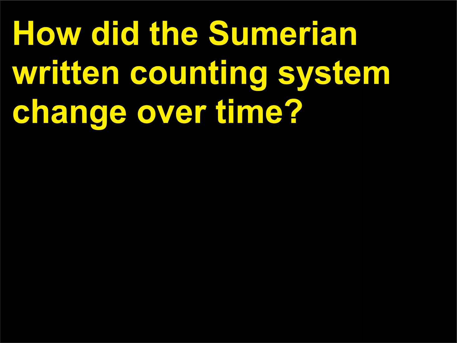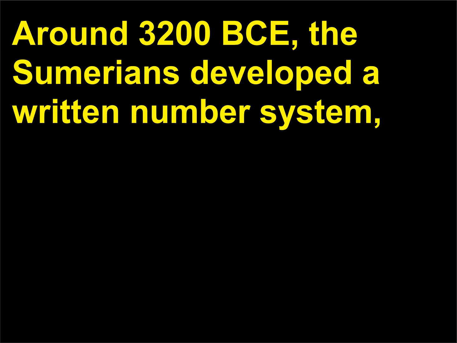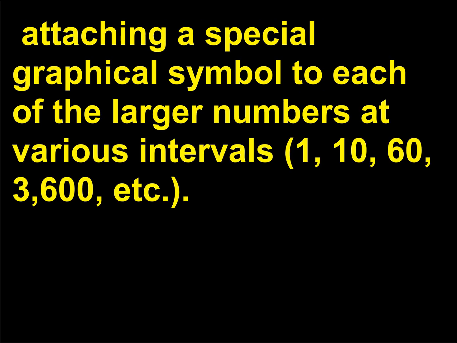How did the Sumerian written counting system change over time? Around 3200 BCE, the Sumerians developed a written number system, attaching a special graphical symbol to each of the larger numbers at various intervals: 1, 10, 60, 3600, etc.